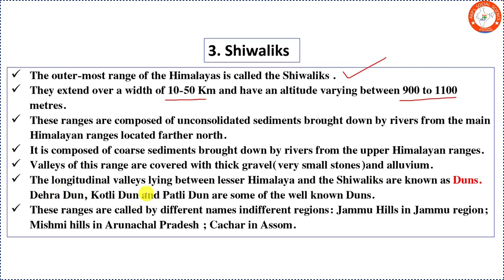The longitudinal valleys lying between Lesser Himalaya and Shivaliks are known as duns. Dehradun, Kotlidun, Patlidun are some of the well-known duns of this region. This range is called by different names in different regions: Jammu Hills in Jammu region, Mishmi Hills in Arunachal Pradesh, Cachar in Assam.